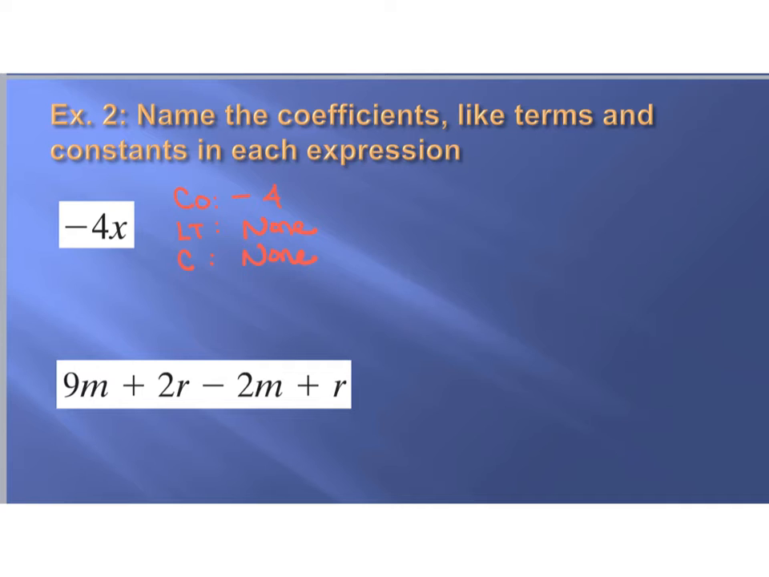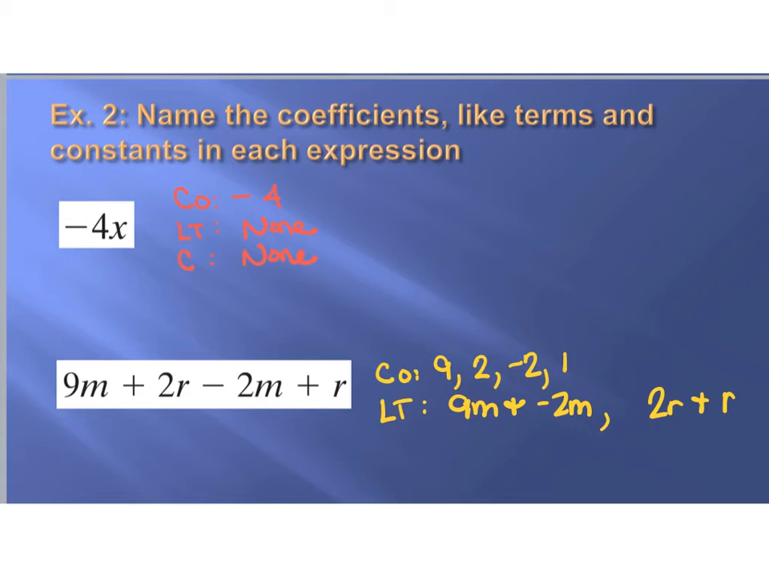Likewise, for the second example, our coefficients are going to be 9, 2, negative 2, and 1. Our like terms are going to be 9m and a negative 2m, as well as 2r and r. And then our constants in this case would be none because every term has a variable.